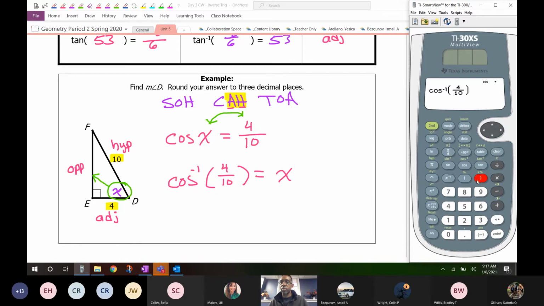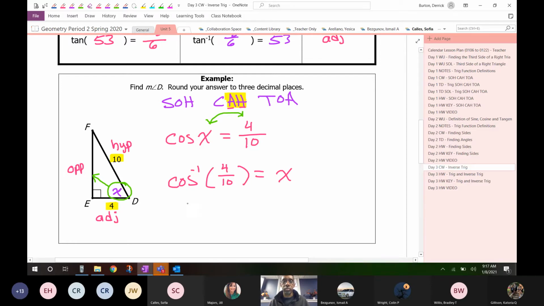Inverse cosine of 4 over 10. Bam! That gives me 66.422. Don't forget we're doing 3 decimal places, and you have to round up in this case because the next number is an 8. So 66.422 degrees. So that is the value, the measure of angle D.